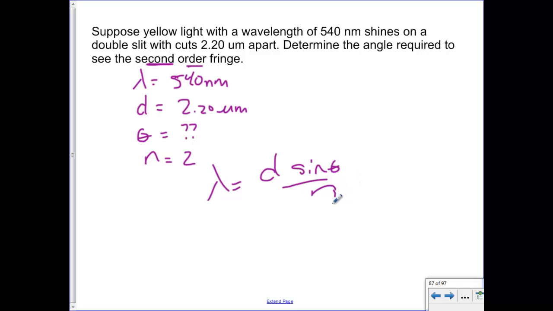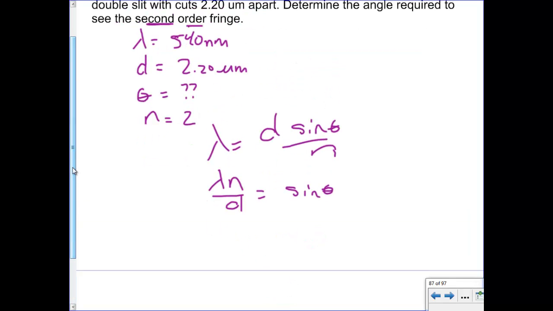For the most part, just use the formula. If you care how they made the formula, your textbook has a wonderful couple of pages of trigonometry. I don't think that's relevant. For lots of formulas we can just say someone has proved this formula works, and we'll just go with it. So you're going to need lambda times n over d. That's going to equal the sine of theta, and then we'll inverse sine it.